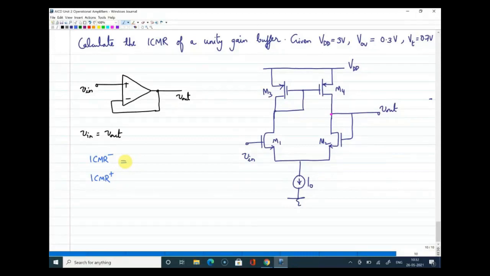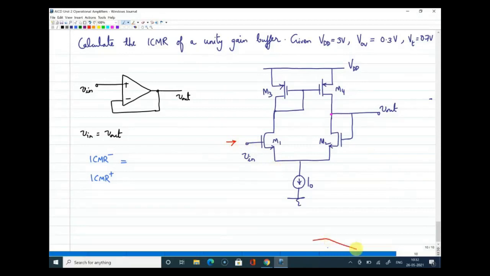How will you find this ICMR minus? Bhuvan? Oh yeah, I think people have written answer here VT1. It is not VT1. Vaishnavi, yes. Yeah. So what do you mean by ICMR minus? ICMR minus is the minimum voltage that is required at the input side. So input side is here. The minimum voltage that should be applied here such that the transistors should be in saturation, right?